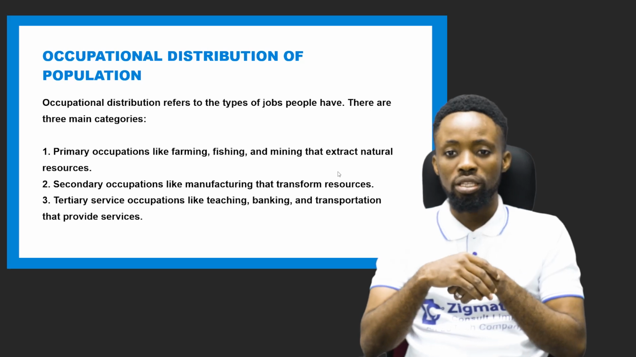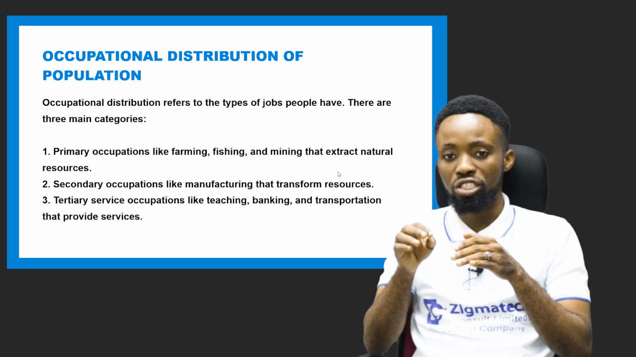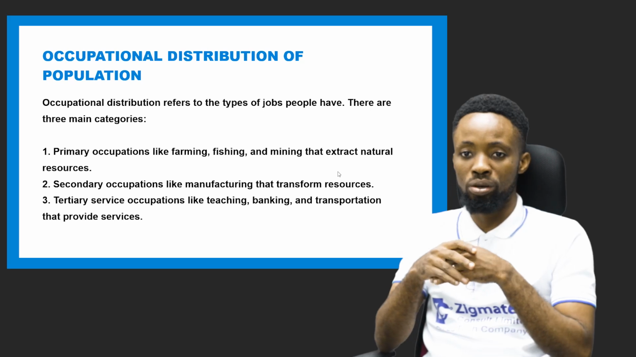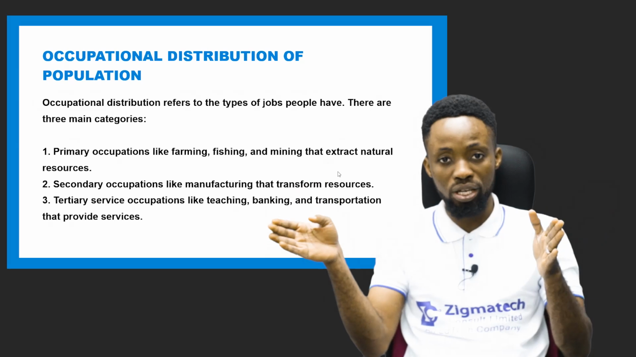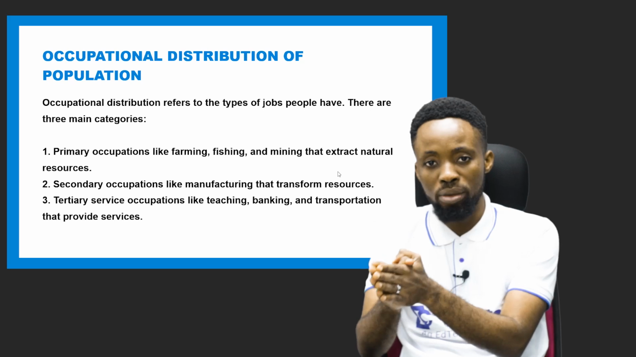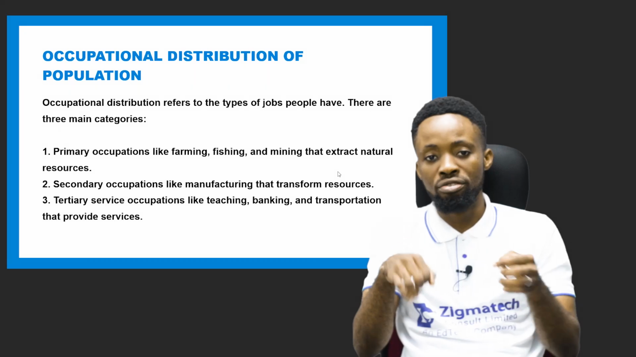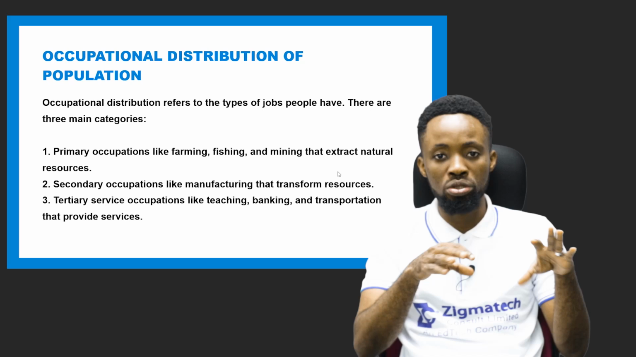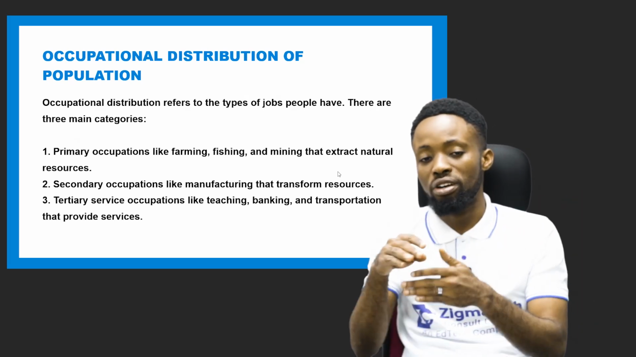Then the second category of occupation we have in Nigeria is the secondary occupation, and it talks about the manufacturing industries. In this sector, all they do is get the raw materials from the primary sector, that's the primary occupational sector, and they transform it to what? To finished goods or semi-finished goods that can be used by possibly any secondary industry or the final consumers.